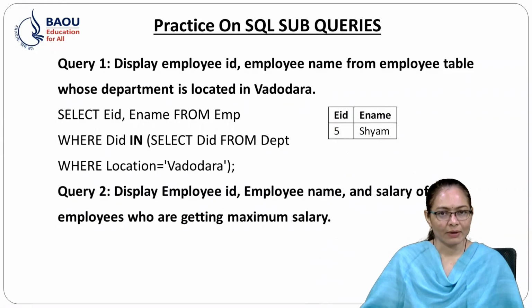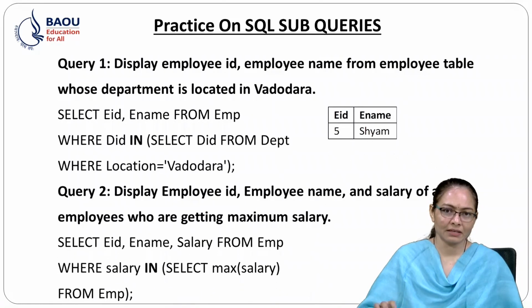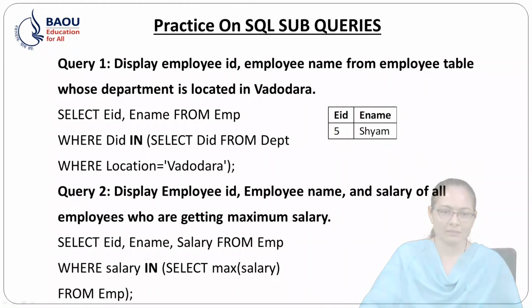Now the second query is: display the employee ID, employee name and salary of all the employees who are getting the maximum salary. How can we write down the query? First, we display the employee ID, employee name and salary. So select employee ID, name, salary from employee where salary in, in the bracket, max salary from the employee, whose salary is maximum.